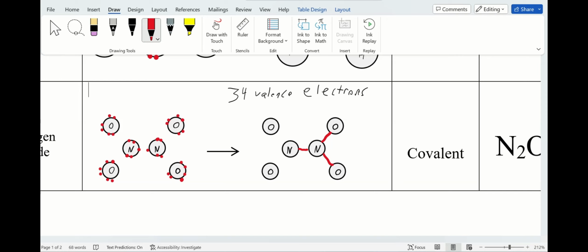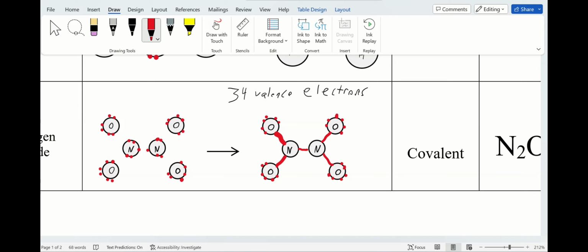Whoop, that was a squiggly line. So these are all single bonds, right? So if we count these, we have 2, 4, 6, 8, 10. We have a total of 10 electrons out of those 34 total, right? So if we come over here and start plotting these down, that was 10, here's 12, 14, 16, 18, 20, 22, 24, 26, 28, 30, 32, and 34.